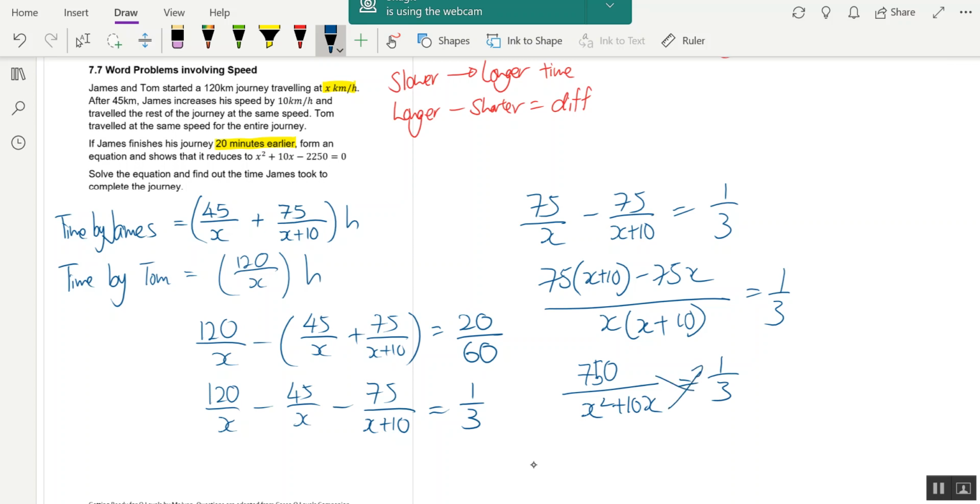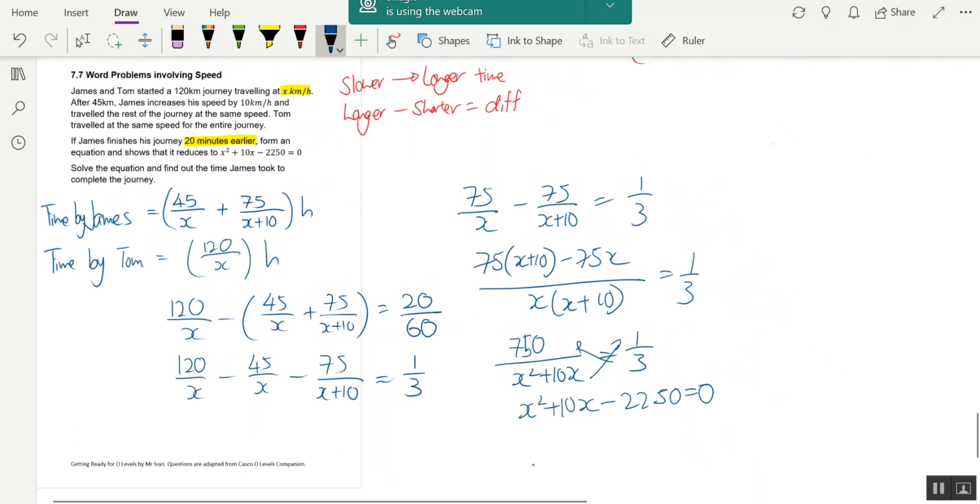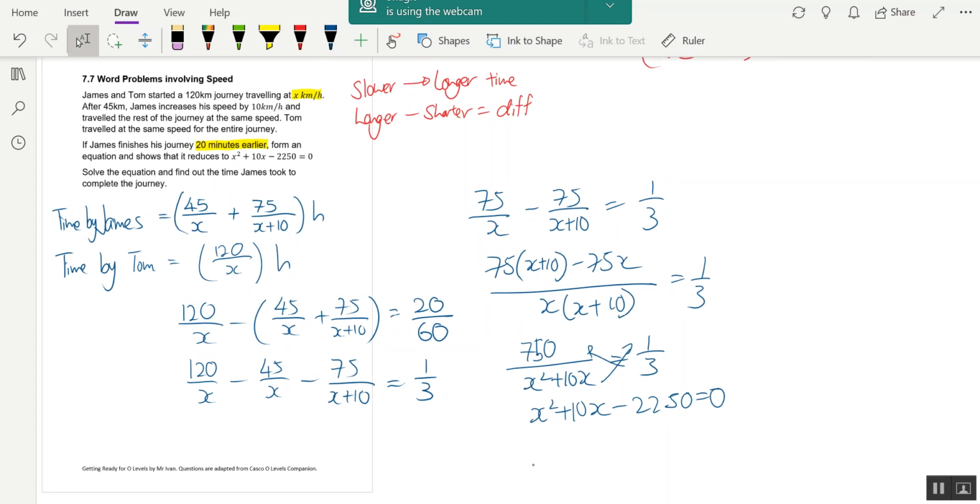Cross multiply, and then I will get X squared plus 10X minus 2250 equals 0. So the important part is when it is 20 minutes, always make sure you have it over 60. Once you get the equation, your job is almost done already. At this point, you can use your mode 33 or your mode 522 to find out what the answer is first.